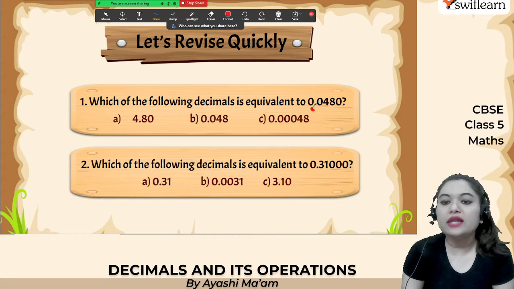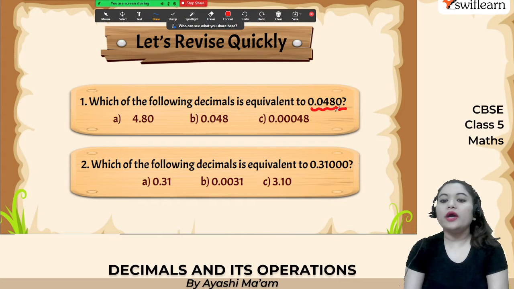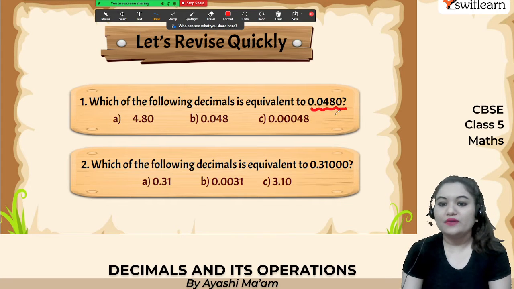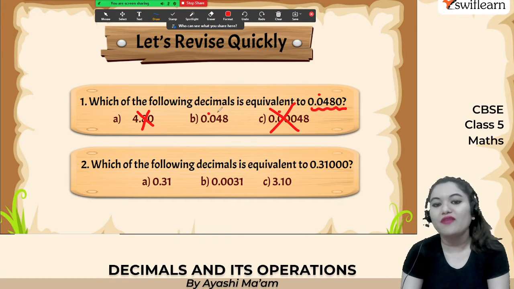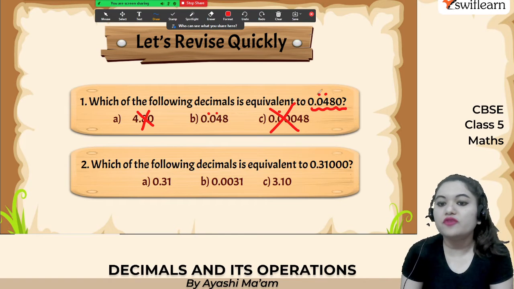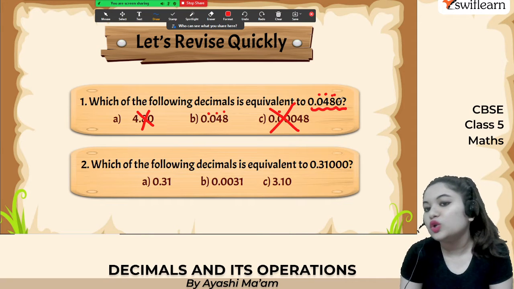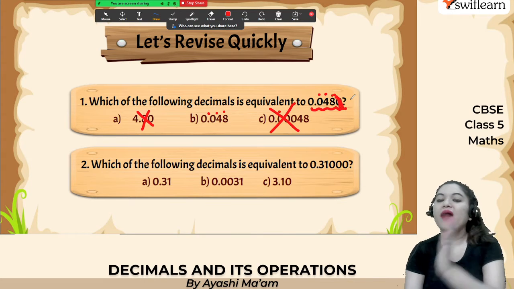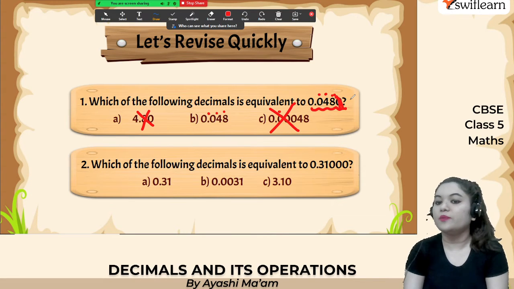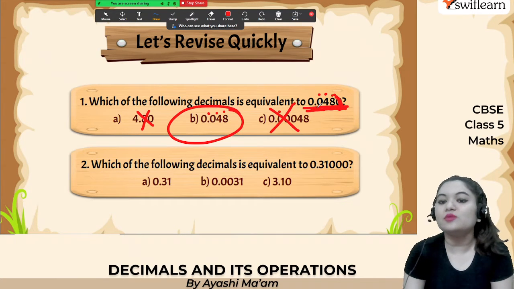Which decimal is equivalent to this? So it is 0.0480. In the tenths position we have a 0, so obviously this is not going to work. Here also this is not going to work. Here we have a 0, in the hundredths position we have a 4, and in the thousandths position we have an 8, and we know that we can simply ignore the trailing zeros. After a decimal point, if at the end you have zeros, you can simply ignore them because they don't have any value. So definitely this will be the equivalent decimal to this one.